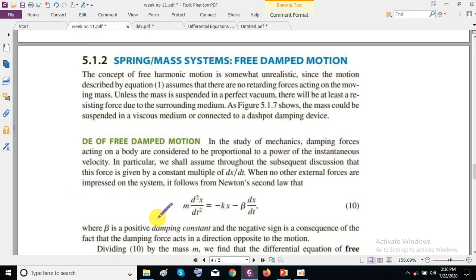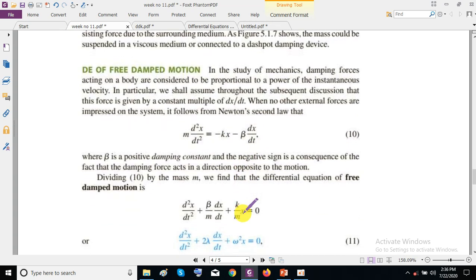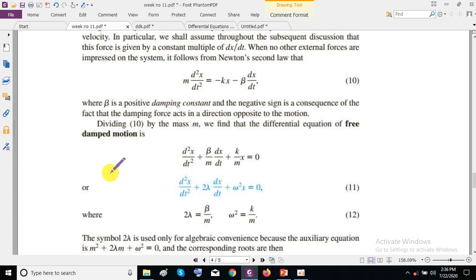So this equation can be written as m d square x by dt square is equal to minus kx minus beta dx by dt, where beta is a positive damping constant and the negative sign is the consequence of the fact that the damping force acts in the direction opposite to the motion. Okay, or the negative sign shows that this damping force is in the opposite direction of the motion.